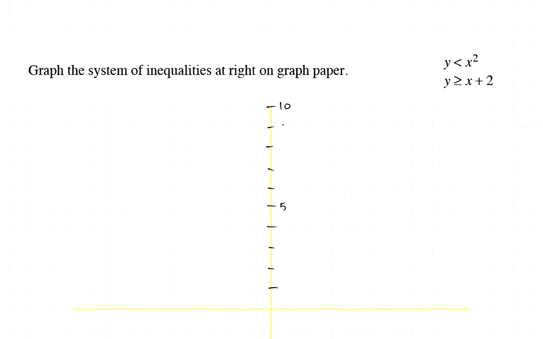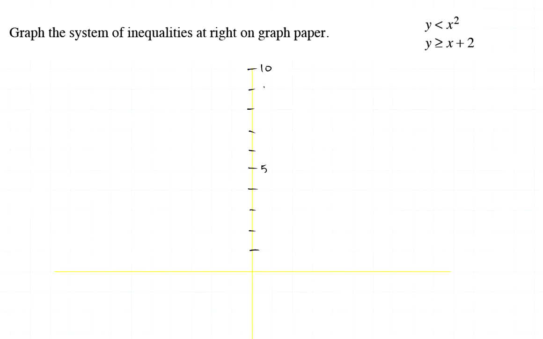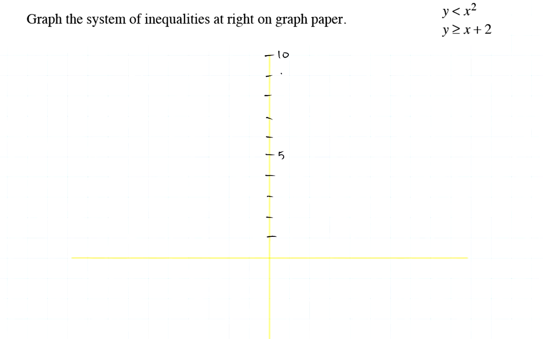I have no idea what question this is. It's question number 90. It says graph the system of inequalities to the right on graph paper. So I've got a kind of a grid set up here.